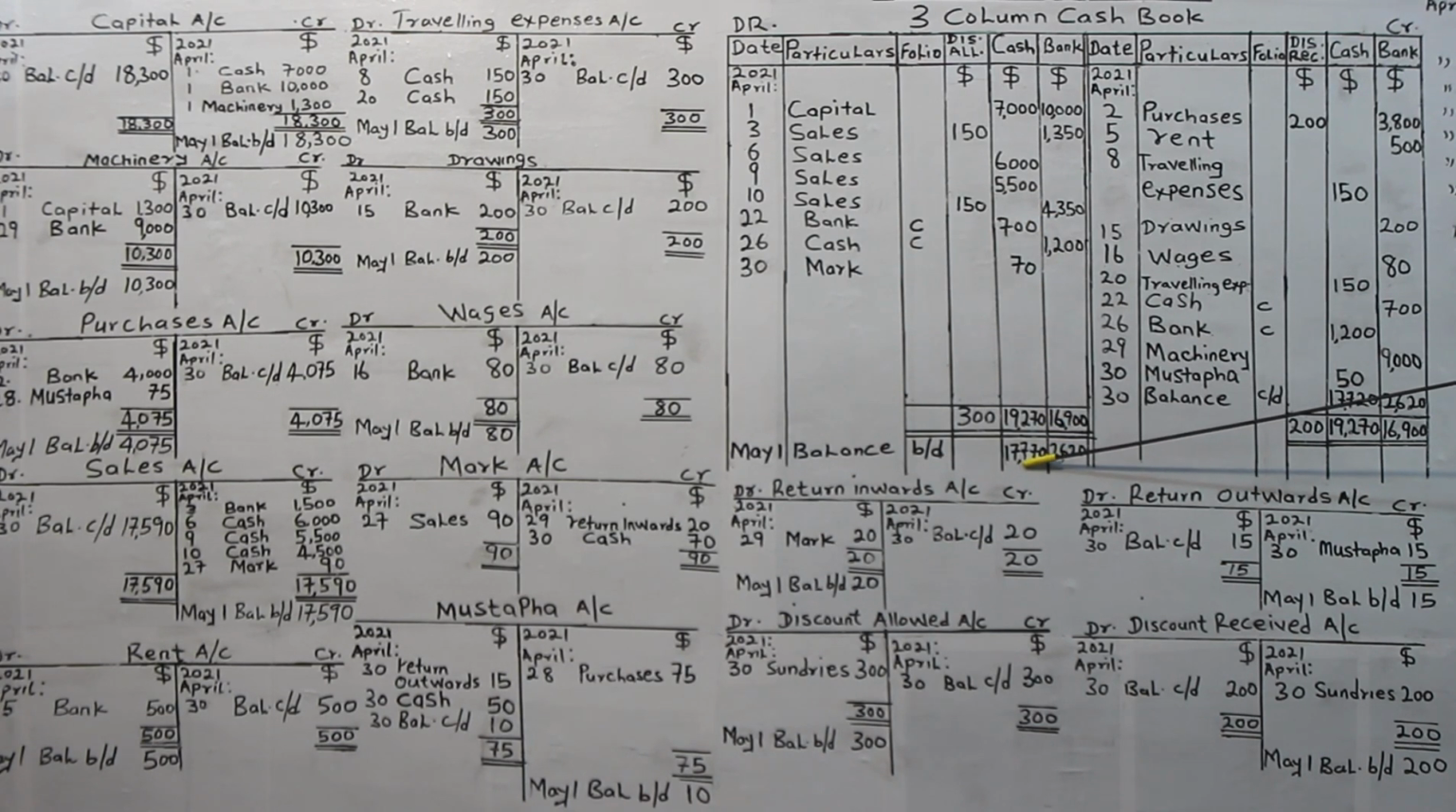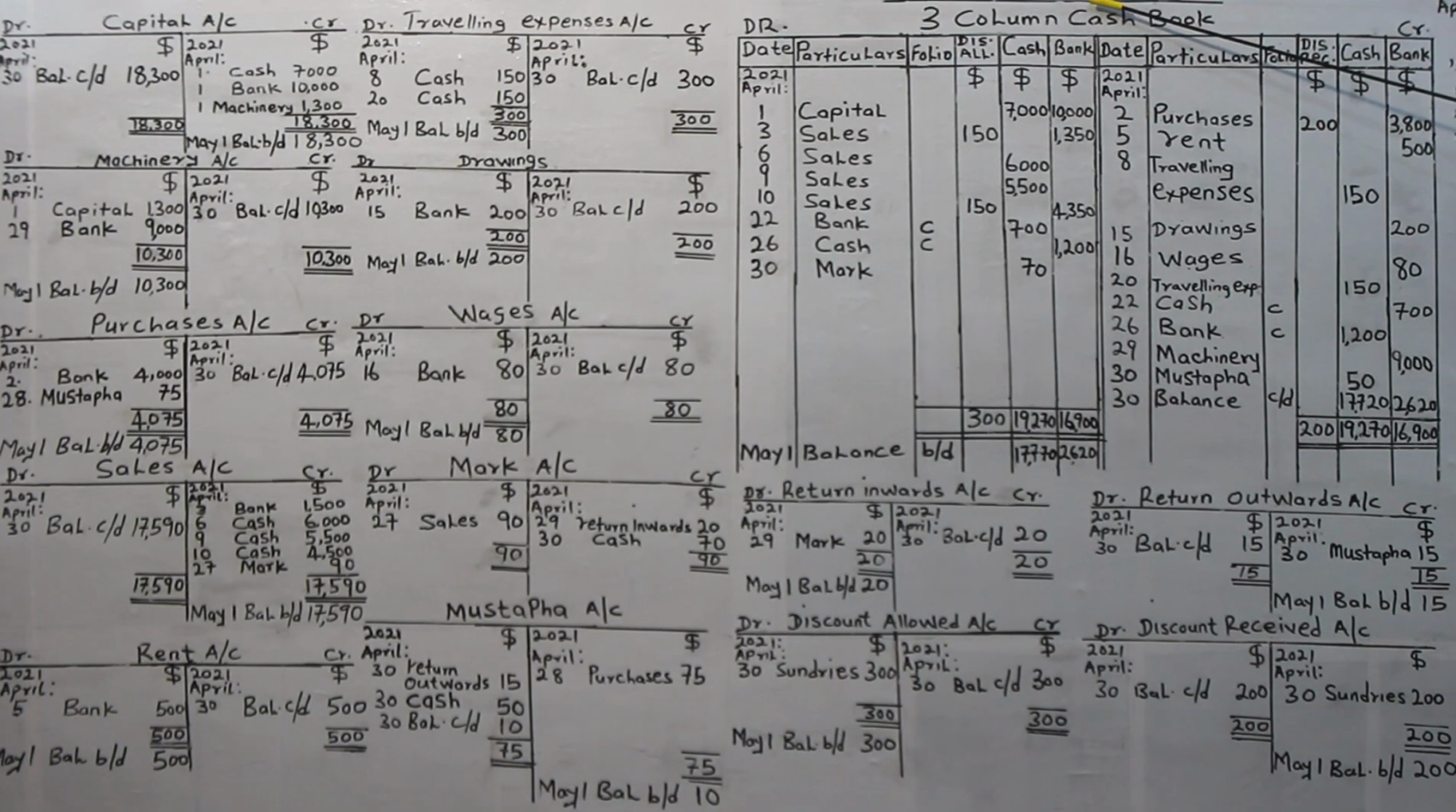Now, to prepare the trial balance, we are going to pick the cash balance brought down, which is $17,770, and also we pick the bank balance brought down, which is $2,620. These two figures for cash and for bank will be used at the debit side of the trial balance: 17,770 representing the cash balance and 2,620 representing the bank balance.